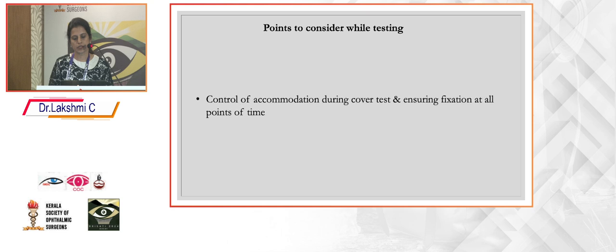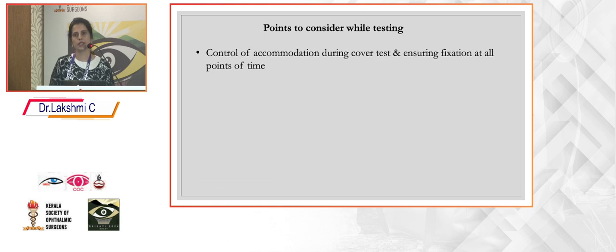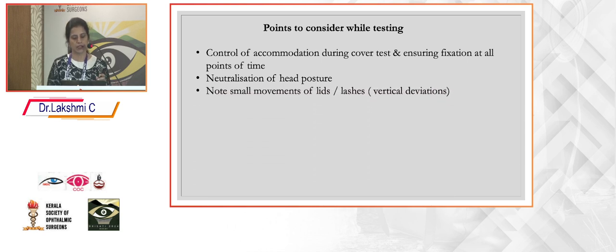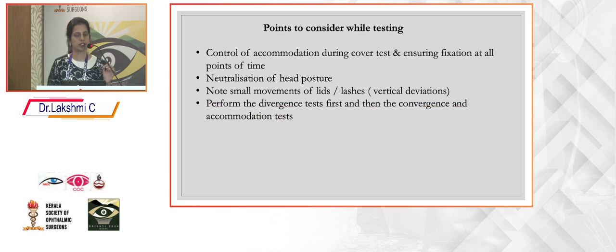So points to consider while testing. Control of accommodation at each point of testing has to be ensured, and we need to use an accommodative target for testing. The second thing is neutralization of head posture. Some patients might have an abnormal head posture to fuse. So if we are not correcting the head posture, we can get errors in assessment. If there is a small vertical deviation, we need to look into the lid movement. Sometimes otherwise we'll miss the vertical deviation. Divergence test, if performed first, will not err your convergence test. So first divergence and then convergence test.